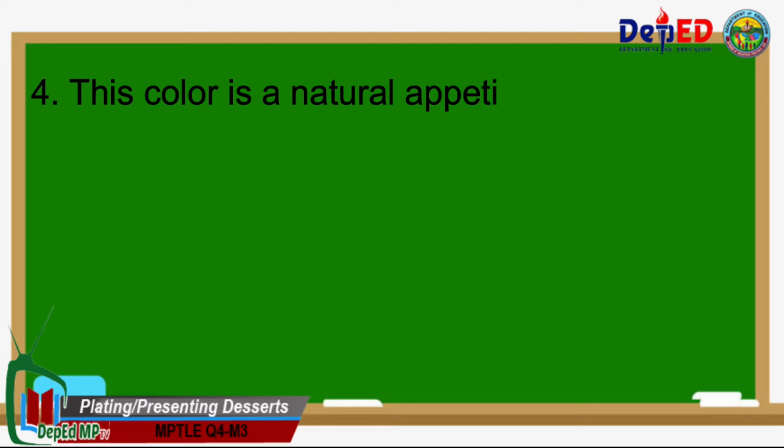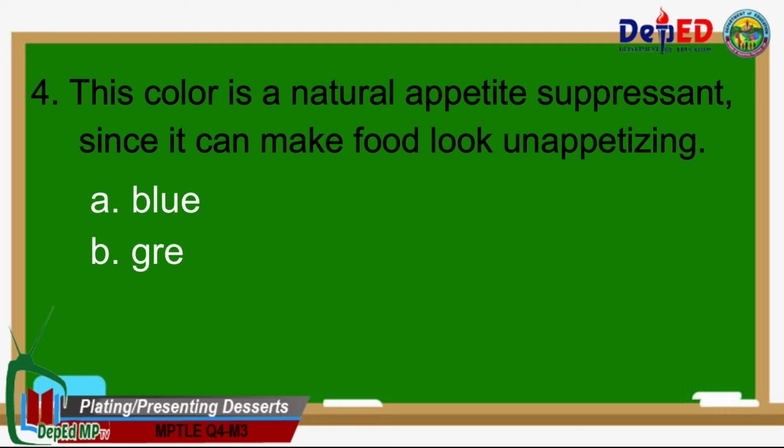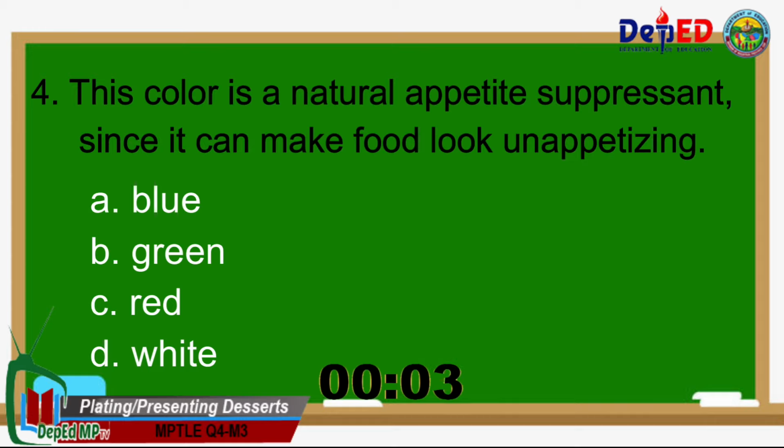Number 4. This color is a natural appetite suppressant. It can make food look unappetizing. Letter A, blue. Letter B, green. Letter C, red. Letter D, white. The correct answer is letter A.